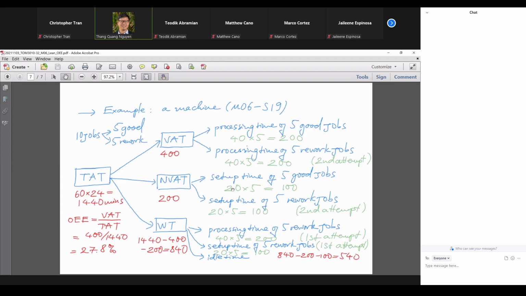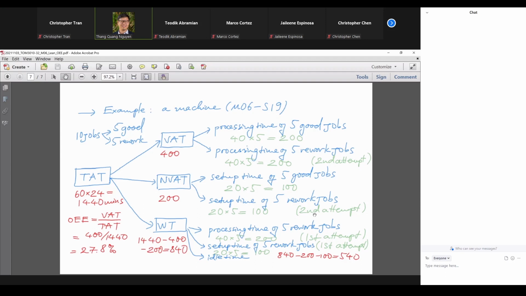So 5 jobs, 20 minutes each, and we have 100 minutes, right? But remember, when we talk about the setup time of the 5 rework jobs, it has to be the second attempt, right? We fail in the first attempt. So no matter how we set up in the first attempt, at the end, the outcome is wrong. We just gotta throw that attempt away, right? So that's why in the non-value added time, we only list a second attempt.